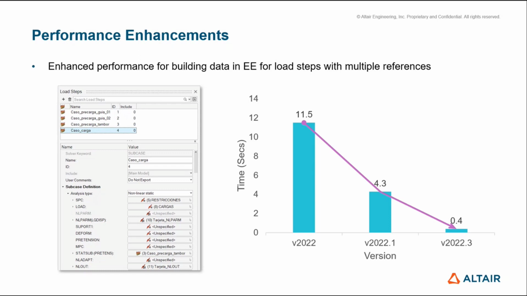Like you can see in the chart, in earlier versions like 2022, it used to take around 11 seconds, and we brought that down in .1 to around 4 seconds. And with the latest version, it's less than half a second. So you just pick an entity, and it's populated in the entity editor instantly. That's the major thing, and we have achieved this with the on-demand population of the embedded EE that I'm going to show and talk about while I demo this.